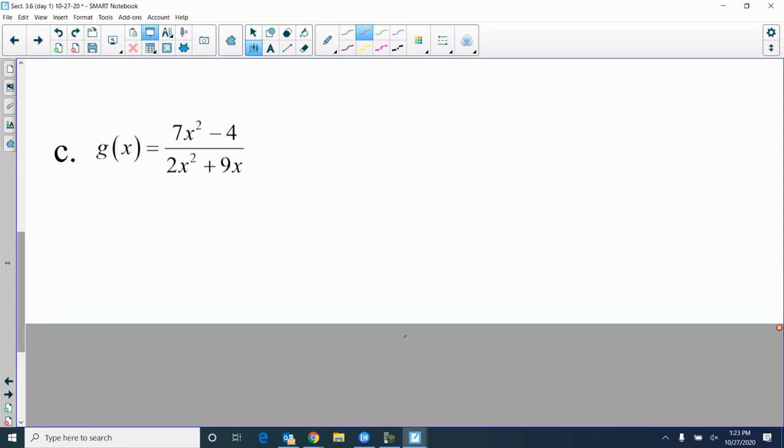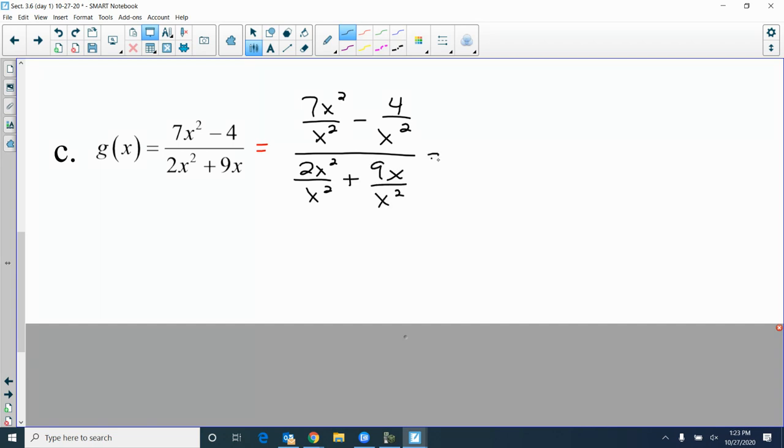All right, g of x is 7x squared minus 4 over 2x squared plus 9. What's my highest degree? My highest degree of x is x squared. So divide every piece by x squared. And then 2x squared over x squared plus 9 over x squared. All right, simplify that. Reduce everything that can be reduced. Well, 7x squared over x squared is 7, minus 4 over x squared. 2x squared over x squared is 2, plus 9 over x squared.